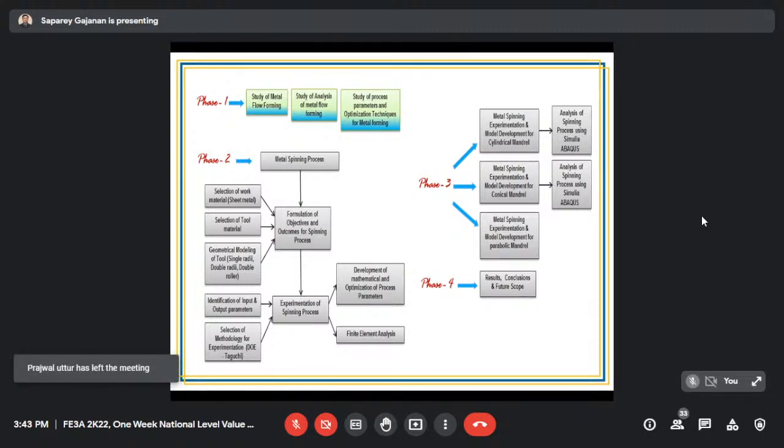In the second phase, it consists of the different types of tools that will be used, different types of parameters that will be selected, preparation of the material, forming your objectives, and also selecting the proper tools, raw materials, and methodologies. That comes under the second phase.